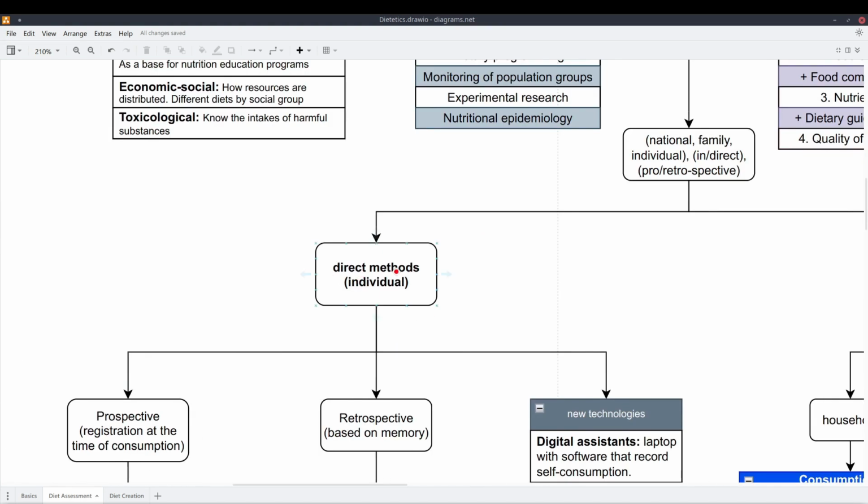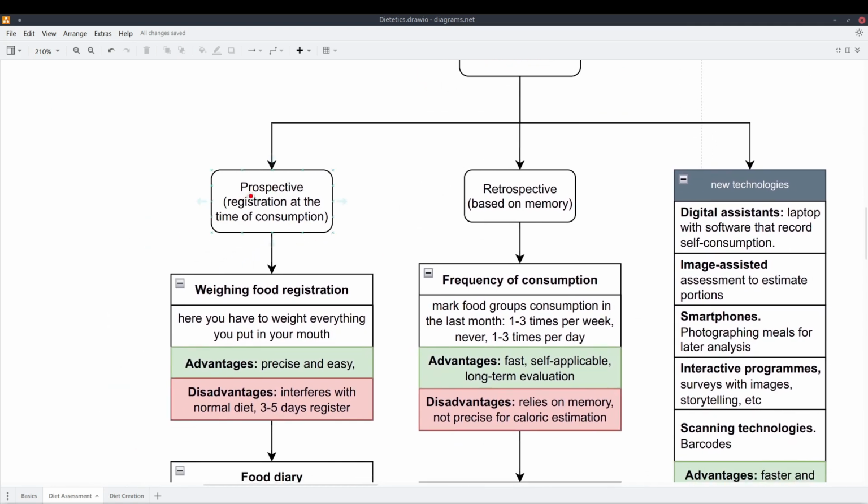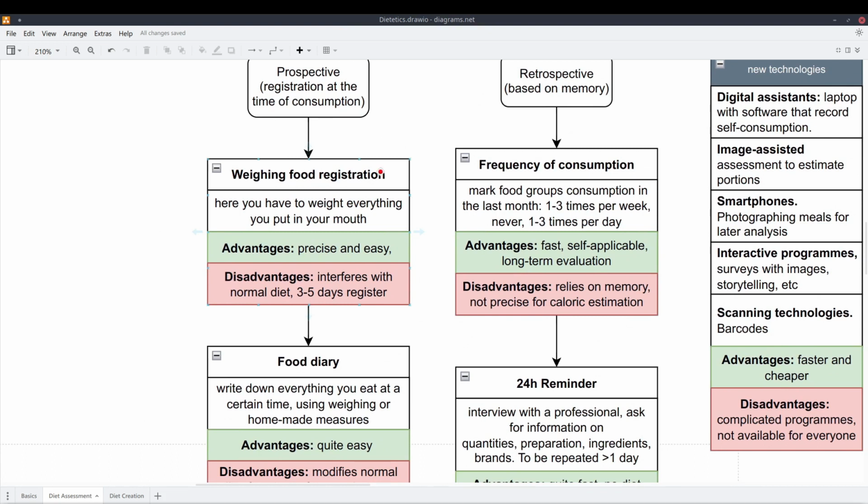Now let's talk about the diet methods for the individual. We have the prospective ones. These are registration at the time of consumption. One type is the weighing food registration. Here you have to weigh everything you put in your mouth. Advantages: it is precise and easy. Disadvantages: it interferes with normal diet and it takes at least 3 to 5 days of registration.